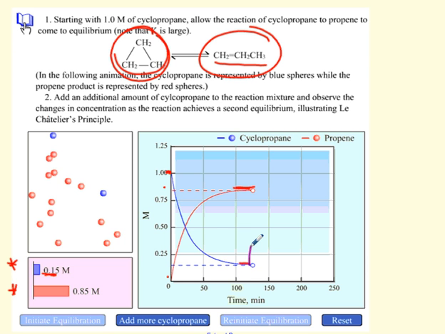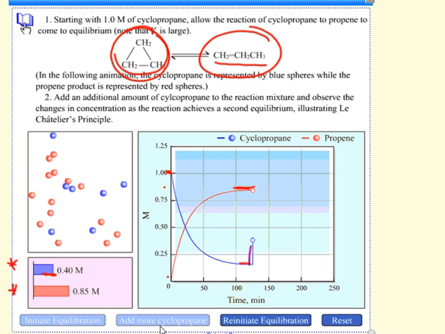And then, depending on how much we add, with extra cyclopropane, I hope you realize that the reaction is going to again proceed to lose some of the extra cyclopropane. So let's try it and see what happens. So let's squirt some extra in there. Boom, we've suddenly got an increase in the cyclopropane, and now let's reinitiate the equilibrium. Notice we've got 0.4 molarity instead of the 0.15. So let's reinitiate equilibrium. Predict what'll happen to the graph as we do.